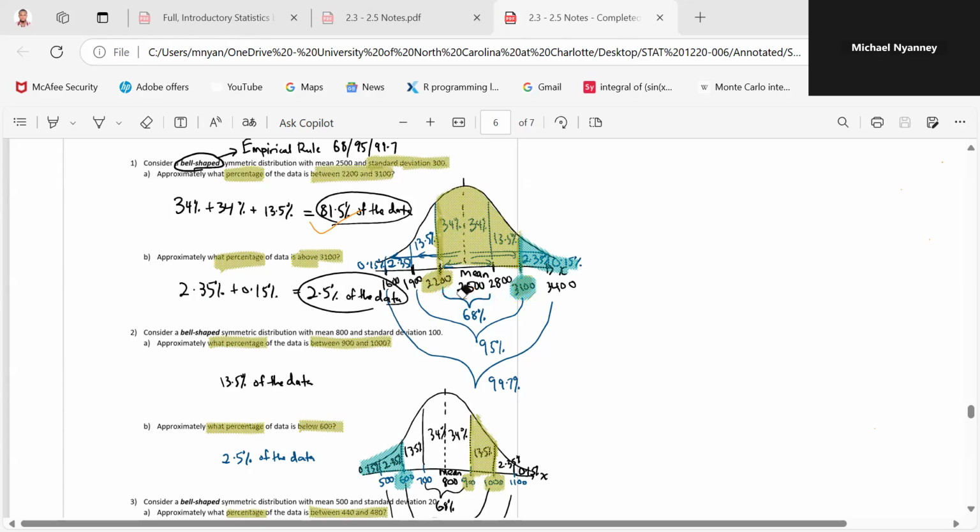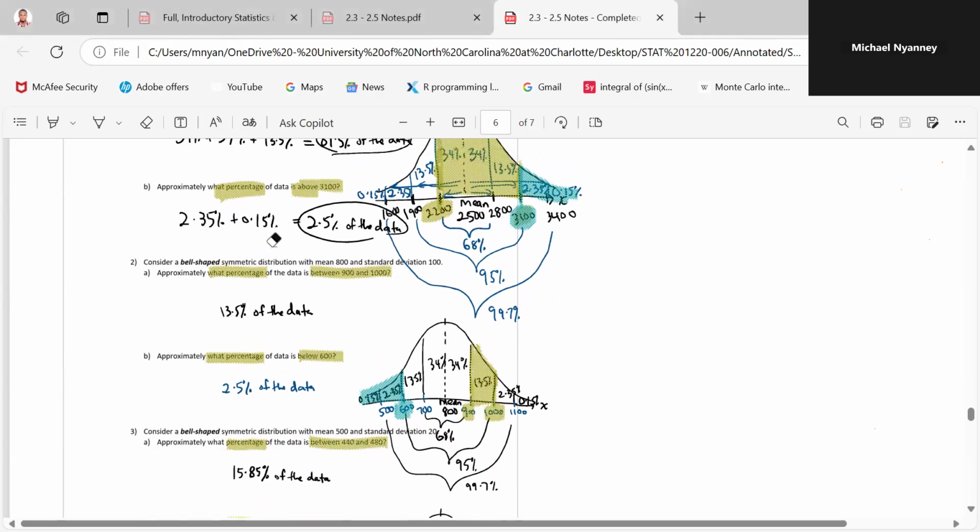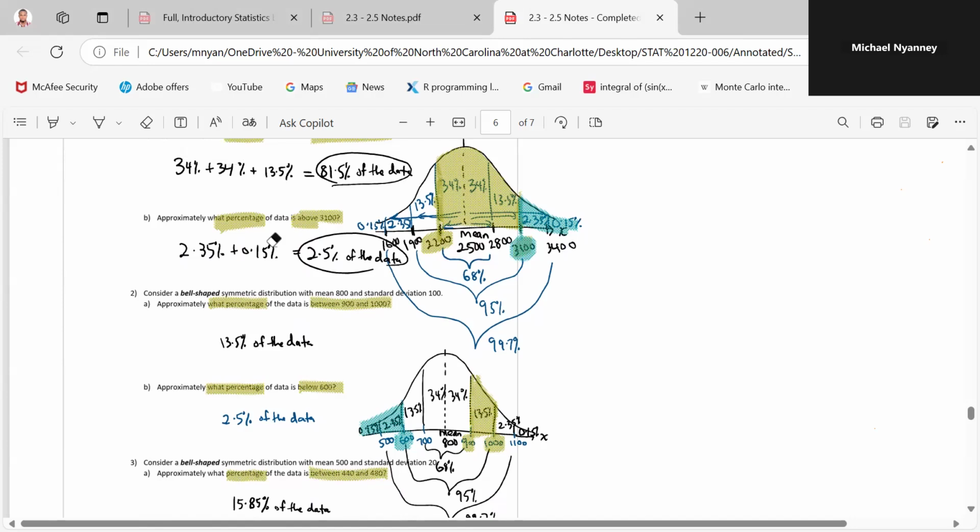We're going to do the same for the next question. The next question: approximately what percentage of data is above 3100? Since we've already allocated our percentages in this diagram, what is the percentage above 3100? You add 2.35 and 0.15, and that gives you 2.5%. Very simple to do.